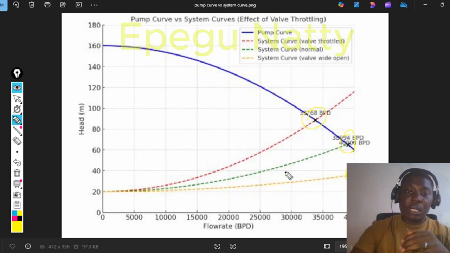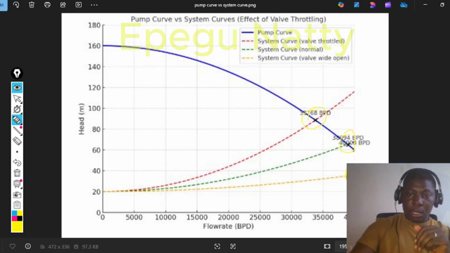A run out means it has exceeded the pump curve, the pump head. Sorry, it has exceeded the pump head. As you can see, it's going this way. Okay, so this is a run out. Now this is not acceptable.